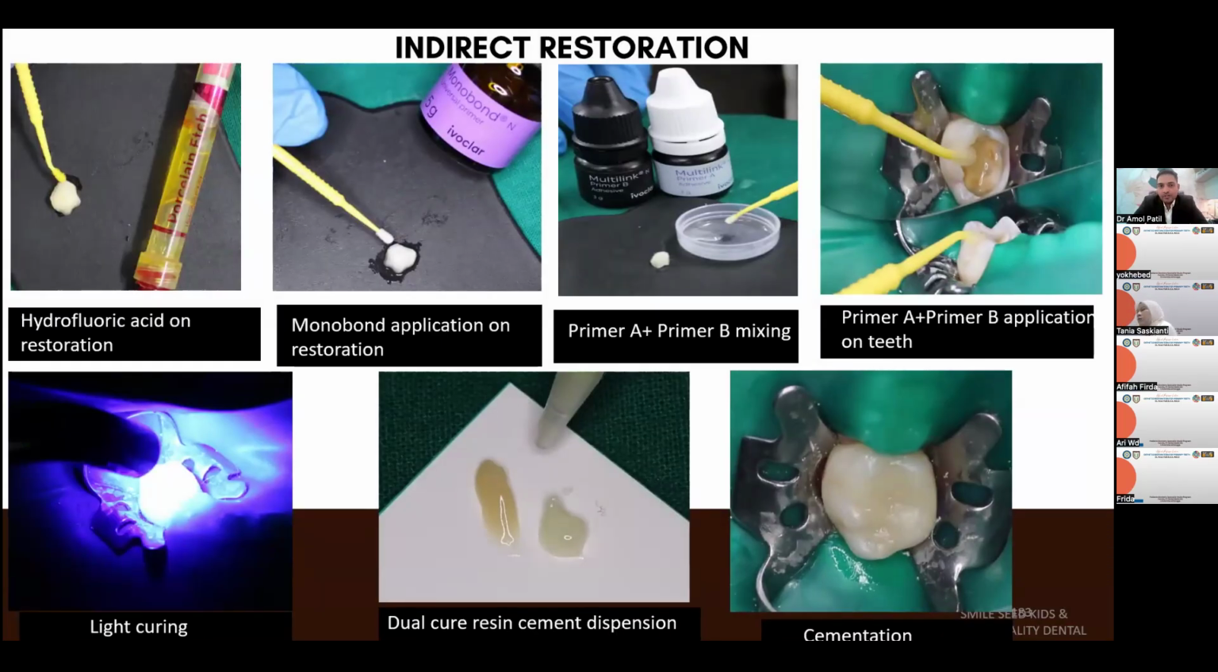So there is a protocol which we need to follow. We need to use hydrofluoric acid for the etching of the restoration as well as the tooth. Then we need to apply a monobond on the restoration as well as the tooth. There are multiple steps involved, but it can be done chairside. If you have a scanner in your operatories, it is very easy. Just the scanner and 3D printer are required. Within an hour, we can give the restoration to the patient.